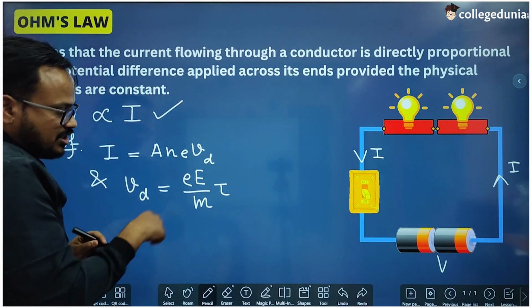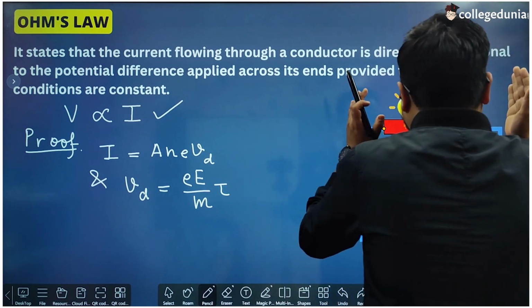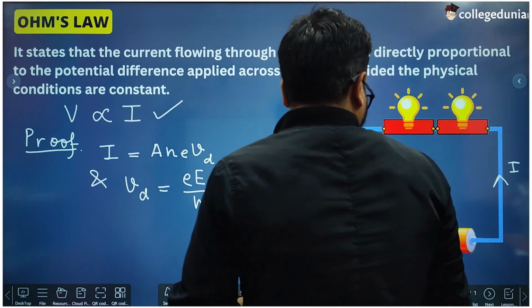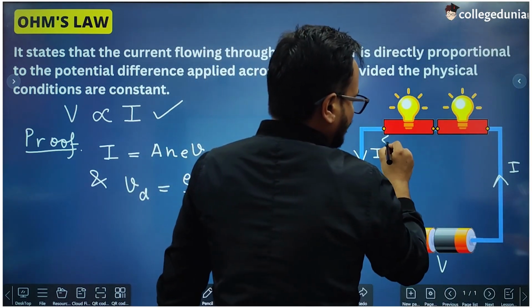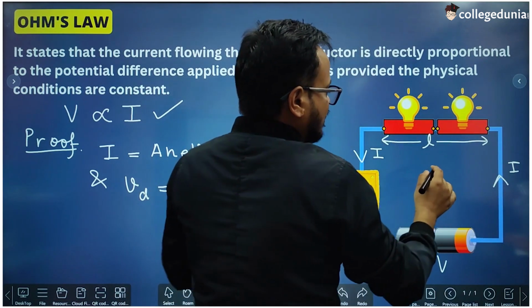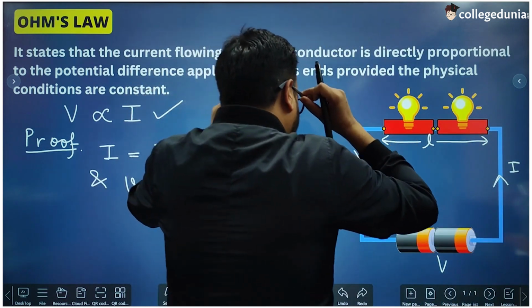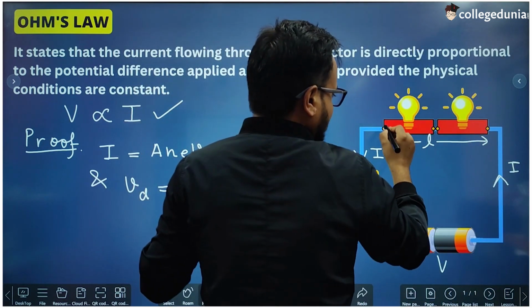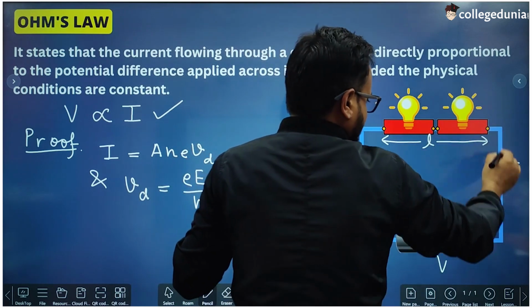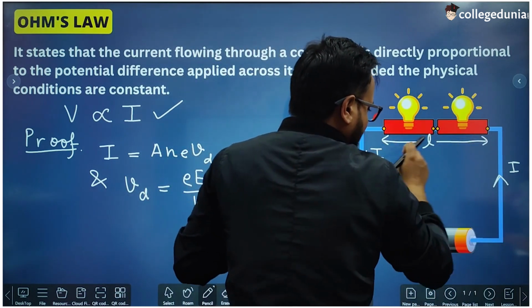So Vd is drift velocity, E is the electric field. When you apply potential difference, then an electric field is present, suppose this is the conductor in which the current is flowing. Ignoring the wires, we will say that this is our conductor for which we are going to prove this law, right? So this potential difference, we are ignoring these wires, right? Resistance of the wire and everything of the wire, just ignore it. We will focus on this conductor only.